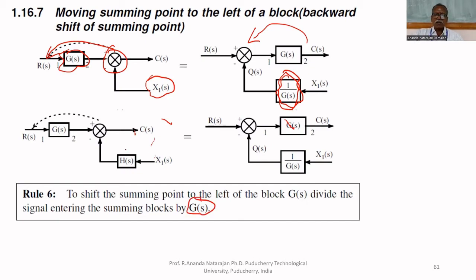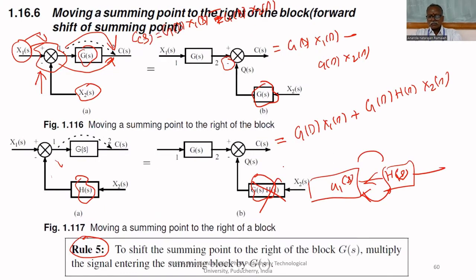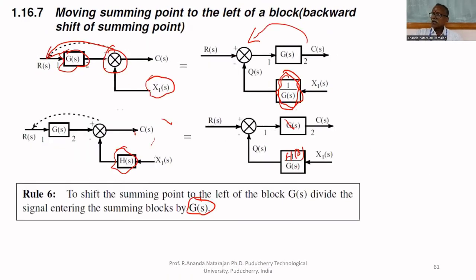Of course, if it is multiplied by H of S before entering the summing block, then the answer is H of S upon G of S. These are the 6 rules.